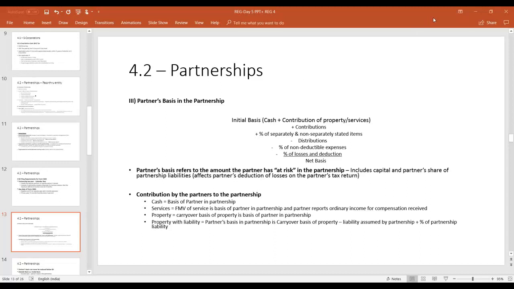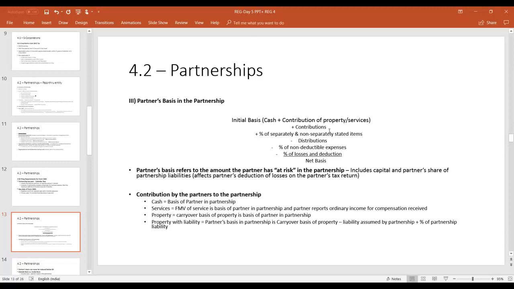So, partner's basis, how is it calculated? Similar to what we've seen for S corporation shareholders. The initial basis consists of cash or contribution of property or services, plus other contributions that you make during the year, plus any separately and non-separately stated items, less distributions, less non-deductible expenses, less percentage of losses and deductions, and then you arrive at net basis.